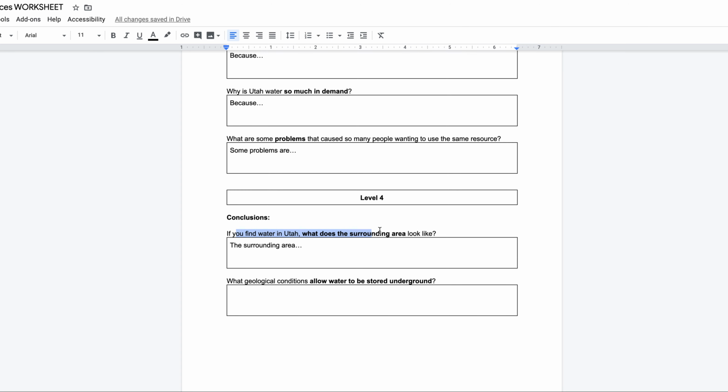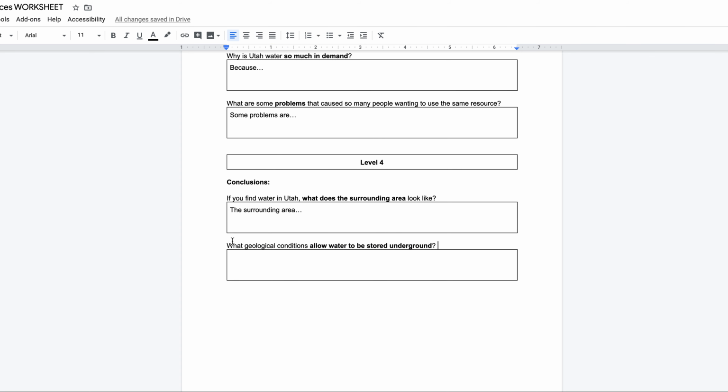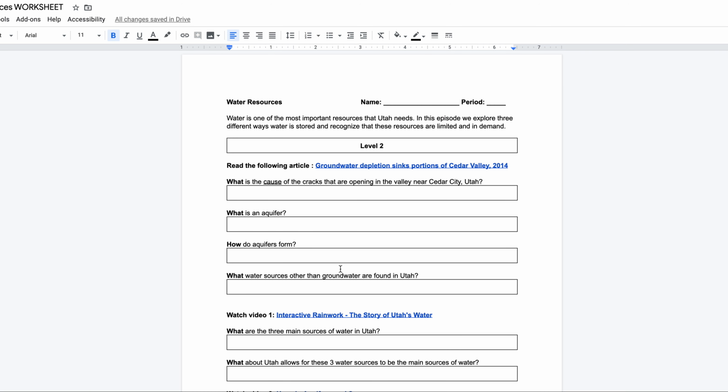Conclusions. If you find water in Utah, what does the surrounding area look like? I've asked you this question many times. Okay. What geological conditions allow water to be stored underground? So what about the geology? What about the rock formation in Utah allows for water to be stored underground? Okay. That's it.